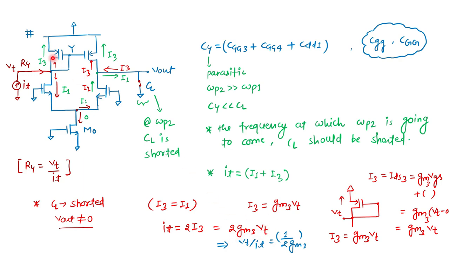So what is the impedance at this node when we apply this current source? This impedance is nothing but 1 upon 2 GM. So 1 upon 2 GM. So what should be there?